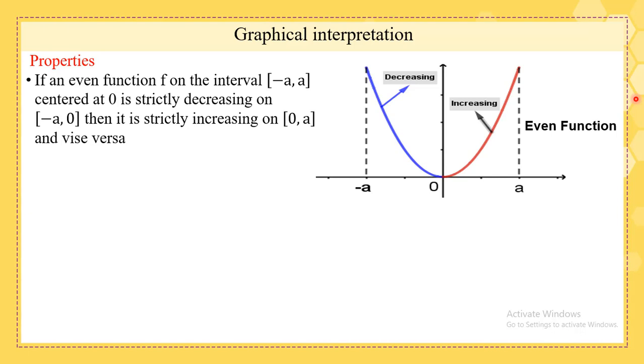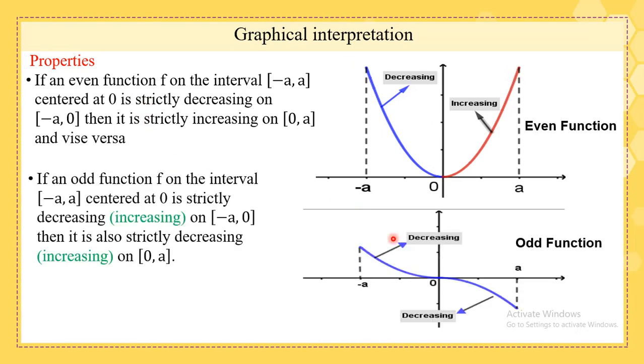Now, here are some properties concerning the graphical interpretation of an increasing or decreasing function. If an even function f defined on the interval [minus a, a], centered at 0, is strictly decreasing on [minus a, 0] as you see here, then it's strictly increasing on [0, a]. So if it's decreasing here, it's going to be increasing on the other side. But if the function is odd, and if it's decreasing over [minus a, 0], it's also decreasing over [0, a], or vice versa. If it was increasing, it will be increasing also over [0, a].